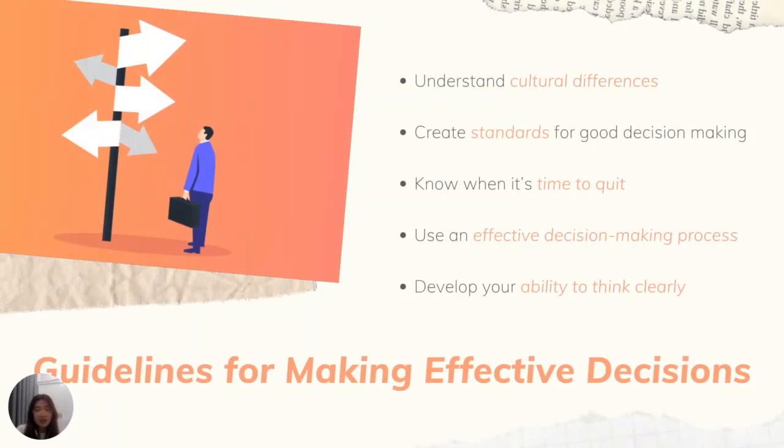Firstly, you have to understand cultural differences. Next is to create standards for good decision making and know when it's time to quit. Importantly, you have to use an effective decision-making process. And last is to develop your ability to think clearly. So how do we know when it is an effective decision-making process?